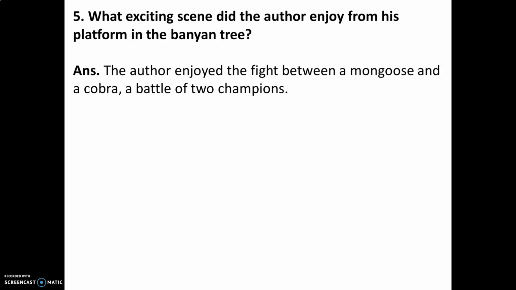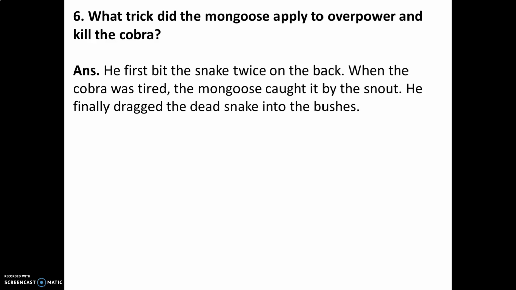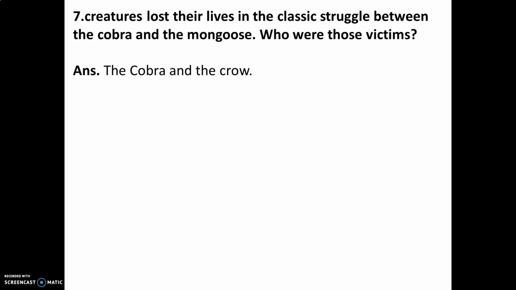What exciting scene did the author enjoy from his platform in the banyan tree? The author enjoyed the fight between a mongoose and a cobra, the battle of two champions. What trick did the mongoose apply to overpower and kill the cobra? He first bit the snake twice on the back. When the cobra was tired, the mongoose caught it by the snout. Finally he dragged the dead snake into the bushes. The creatures who lost their life are the cobra and the crow.